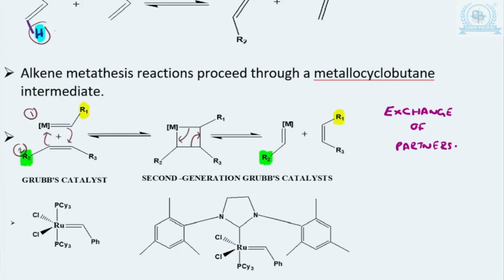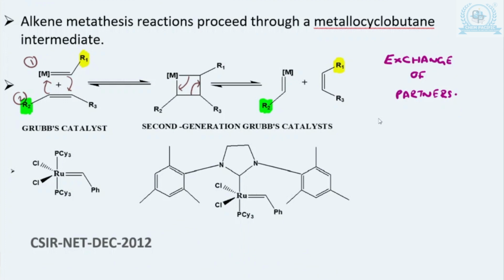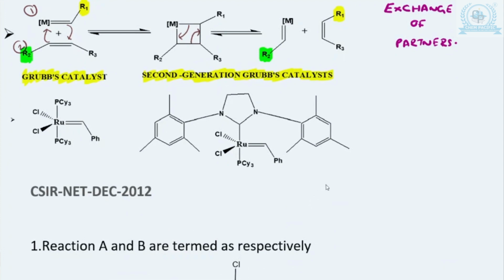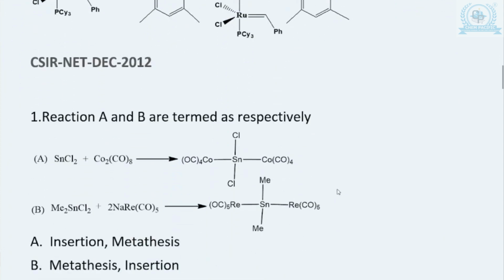Clear? Now for this metathesis reaction, because usually these reactions are carried out in the presence of a catalyst, one of them is the Grubbs catalyst and the other is called the second generation Grubbs catalyst. So this is very important, this type of catalyst does come in exams, so do study these two catalysts. Now let us proceed with some of the PYQ questions.